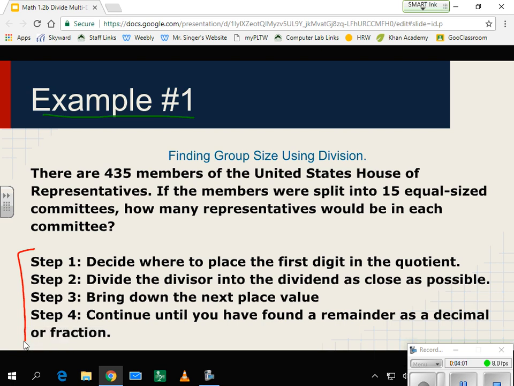Step 1, whenever you're dealing with two numbers like this, you have to decide where to place the first digit in the quotient. Step 2 is then divide the divisor into the dividend as close as possible. Step 3, bring down the next place value. And step 4, continue until you have a remainder as a fraction, or as a decimal too, and your answer is done. So get these steps written down, and then on the next slide, when you come back, we're going to actually do this problem.